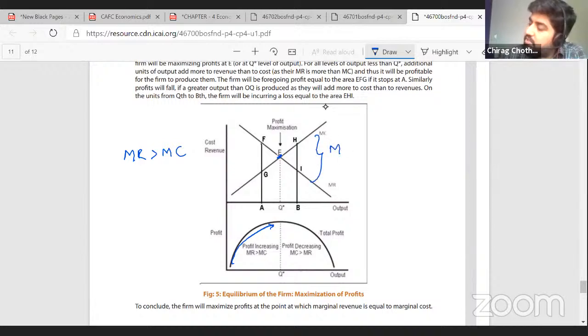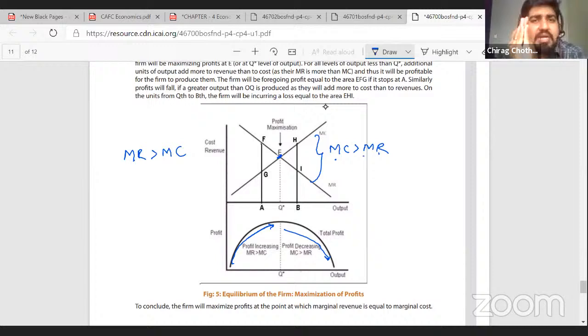But at this point, look, my marginal cost is greater than my marginal revenue. If my cost is greater than my revenue, guys, what will happen to my profit? Will it be increasing or decreasing? Absolutely, it will be decreasing. So please keep this in your mind: when marginal cost is greater than marginal revenue, profit will be decreasing. When marginal revenue is greater than marginal cost, total profit will be increasing.